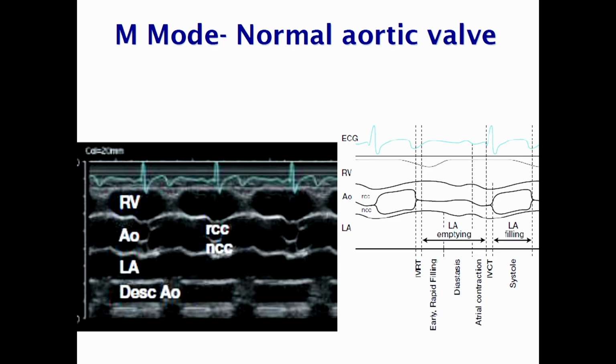So this is an M mode of a normal aortic valve. Why I have placed this picture is to understand the events that occur in the routine cardiac cycle. The aortic box is the opening of the aortic valve, and the straight line represents the closure of the aortic valve. So there is a big difference between systole and diastole at the aortic valve level, and this is what we take into consideration when we do the color Doppler and other examinations.